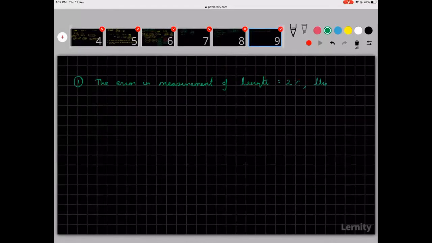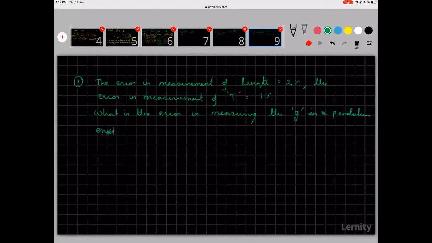The error in measurement of time period t is 1%. What is the error in measuring gravity in a pendulum experiment?